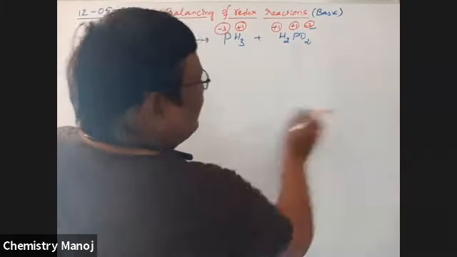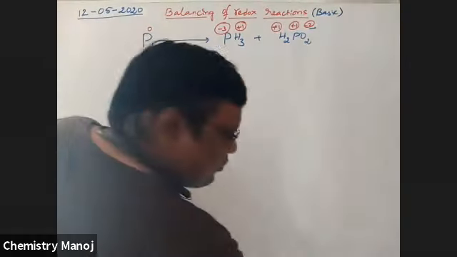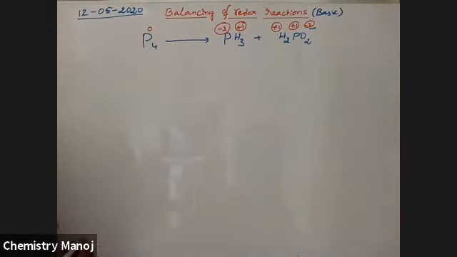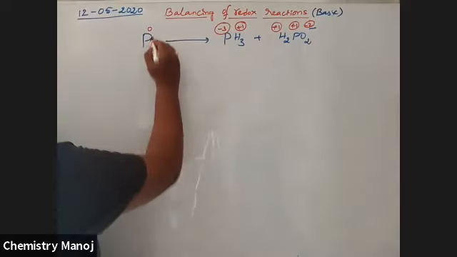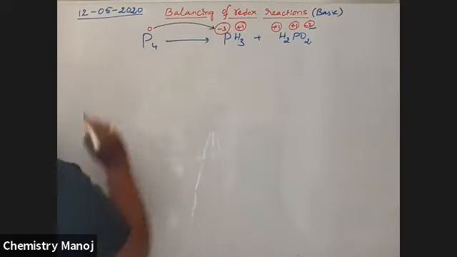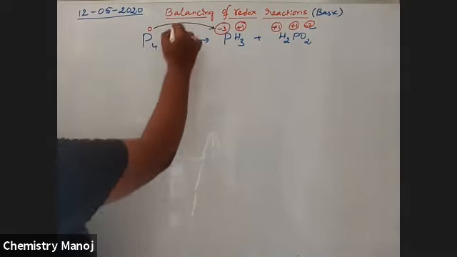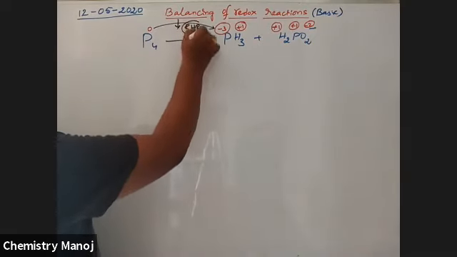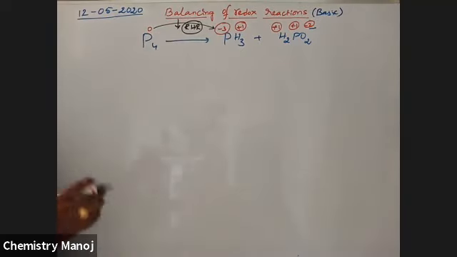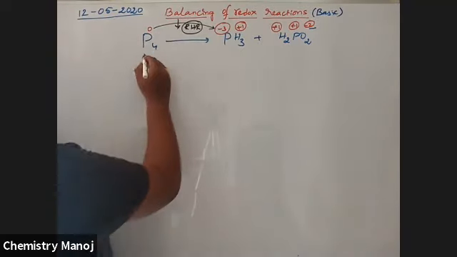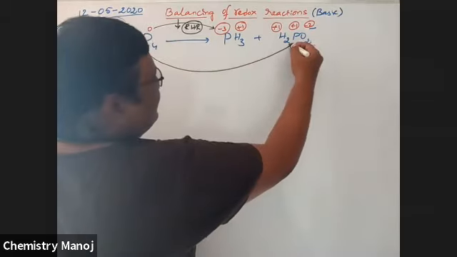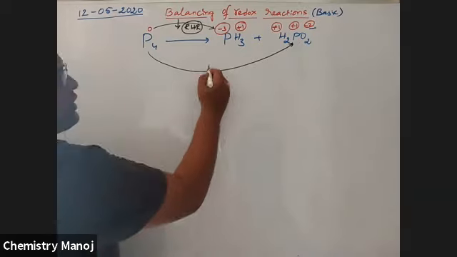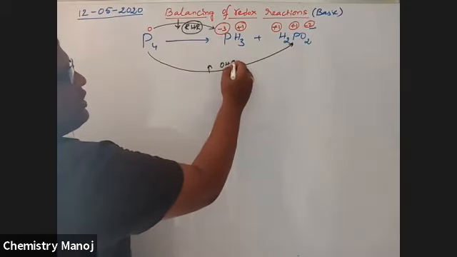So first of all, note down the oxidation states of each and every element. Next, identify which element is oxidized and which one is reduced. Here, phosphorus goes from 0 to -3. Value decreases, it is the reduction half reaction. Next, phosphorus goes from 0 to +1. Oxidation state increases, it is the oxidation half reaction.